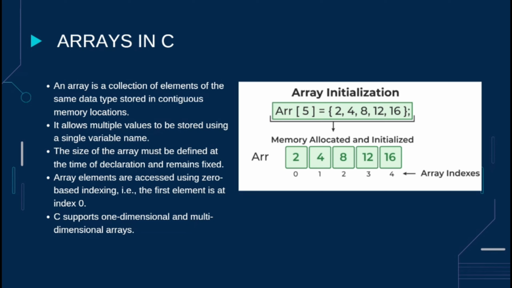And as you can see here, the memory allocated is starting from index 0. That is, the array elements are accessed using zero-based indexing. The first address is based on 0 indexing. So it starts from 0, 1, 2, 3, and so on. And C supports both one-dimensional and multi-dimensional arrays as well.